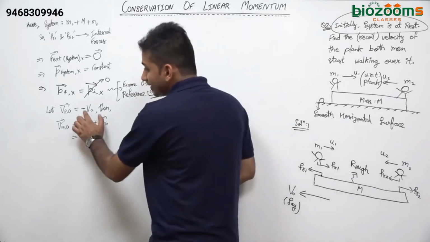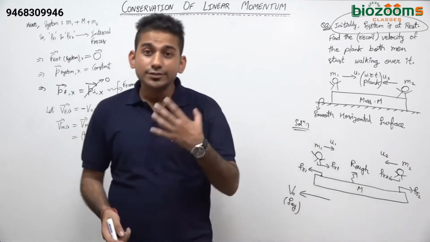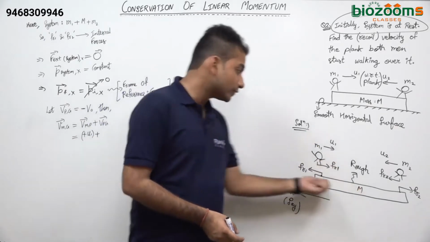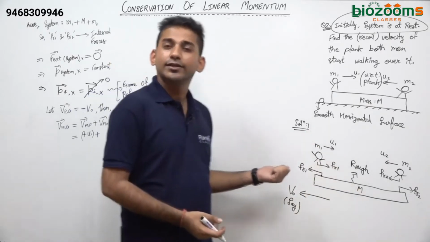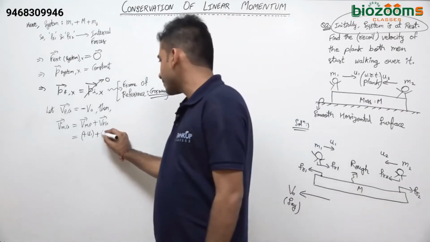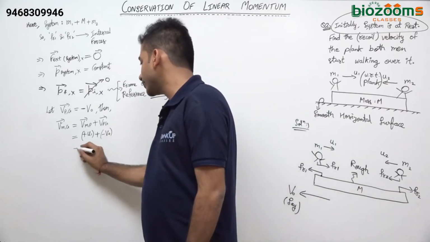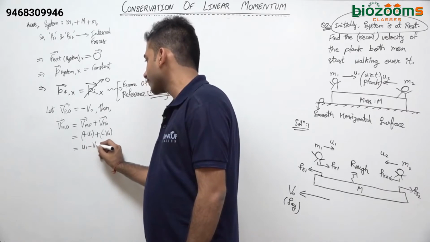Now why was there a negative sign? Because we are assuming that the plank is moving towards the left. So conventionally it is a negative sign. So it is minus v0. So we'll get u1 minus v0.